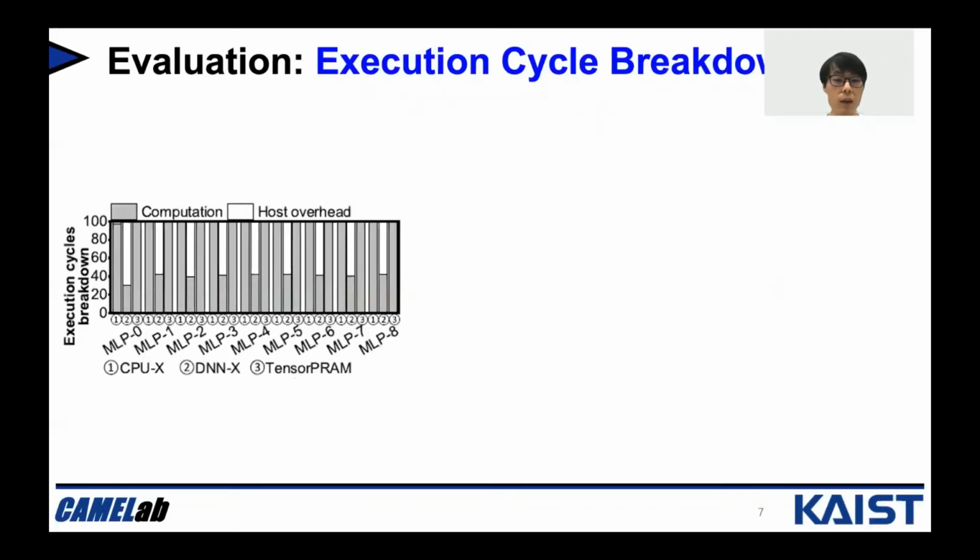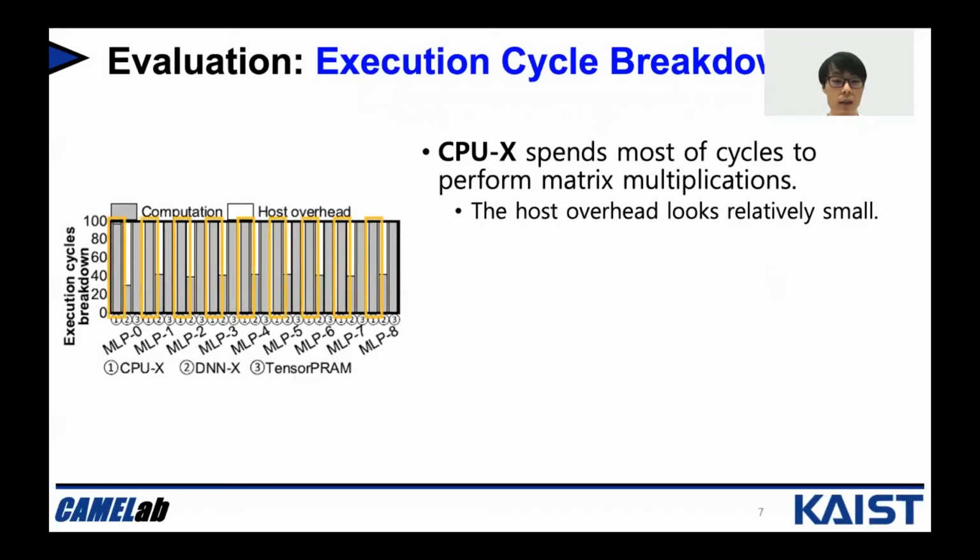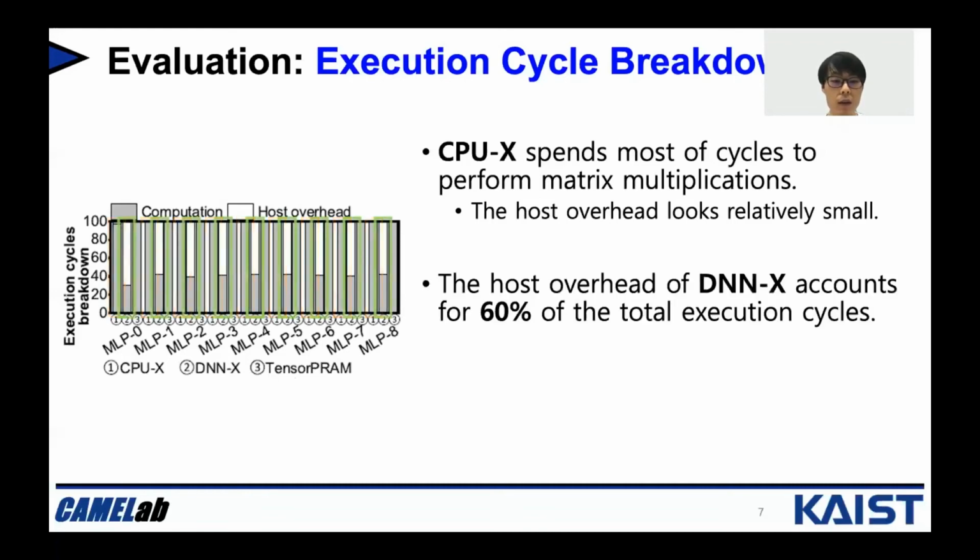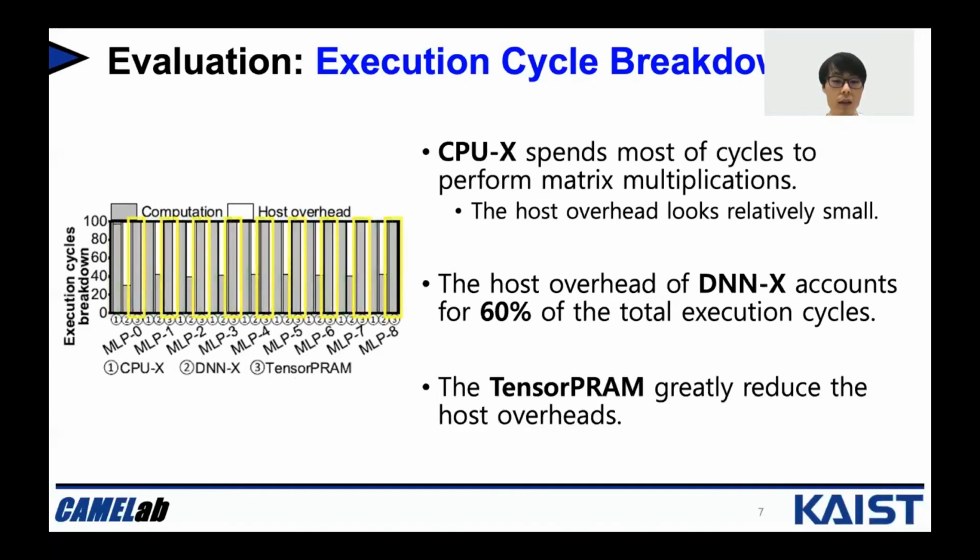Next, we also broke down the execution cycles of each type of accelerator. In the CPU-X case, the host data movement overhead looks relatively small because the CPU-X spends most of the cycles performing the matrix multiplication. But the overall execution cycles are very long. However, the data movement overhead of DNN-X accounts for 60% of total execution cycles, which is fairly large. In contrast, the TensorPRAM reduced the data movement overheads considerably.